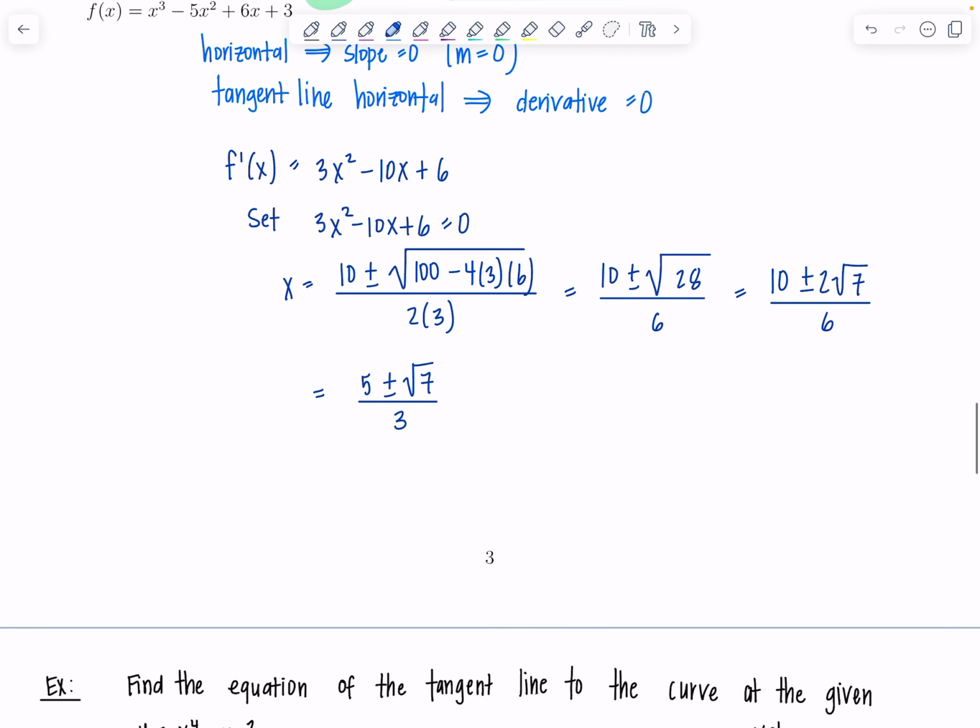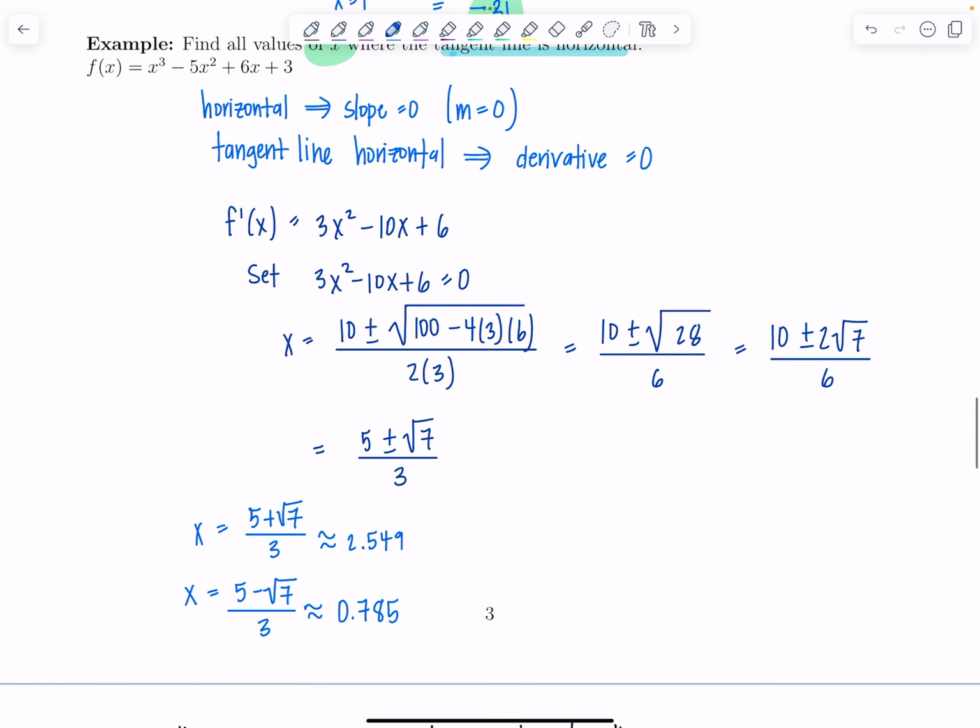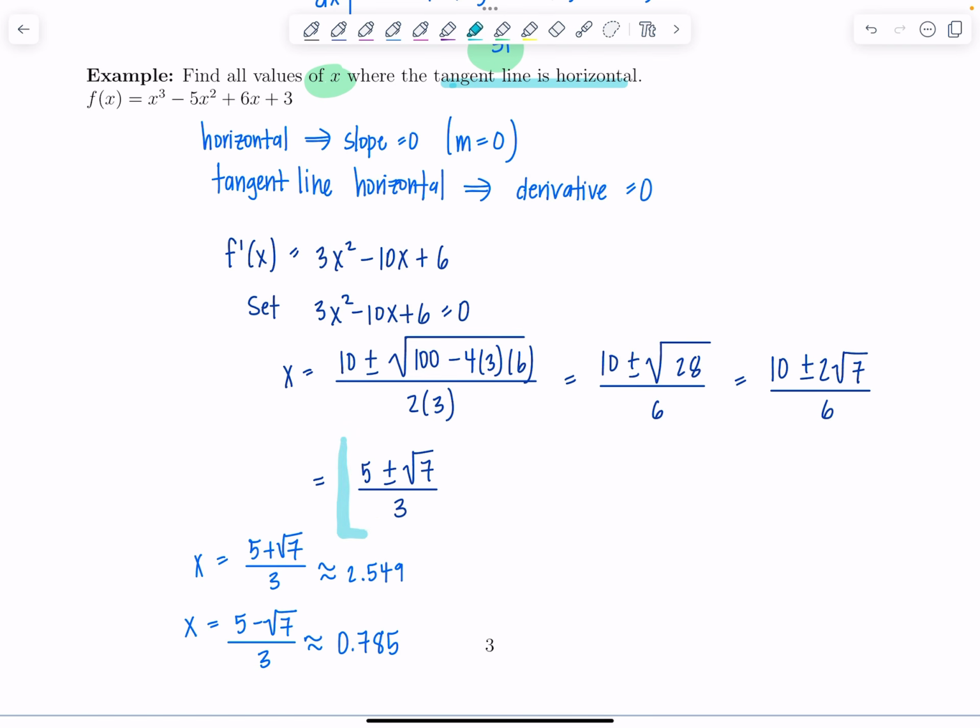Technically we have two solutions. x equals 5 plus rad 7 over 3, which is about 2.549. And then also x equals 5 minus rad 7 over 3, which is about 0.785. So just always check if your instructor wants exact answers. If the directions say give an exact answer, it's this one, exact, with the radical and everything, not plugged into your calculator. If they tell you to round to a certain number of decimal places or they set up a rule in your class, then do that.